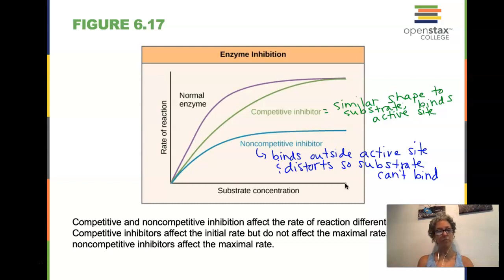There's no way we can go any faster if we add more substrate unless we also add more enzyme. We are never going to get a faster rate. It will flatten out.